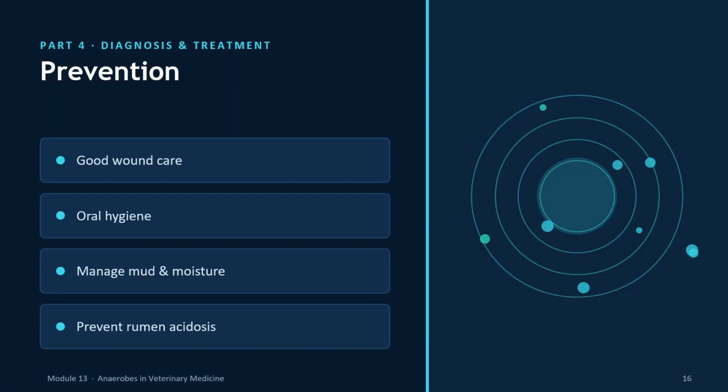Prevention focuses on reducing opportunities for anaerobes to invade. Good wound care prevents deep necrotic pockets. Oral hygiene reduces dental anaerobic load. Managing mud and moisture prevents foot rot. Preventing rumen acidosis reduces liver abscesses.